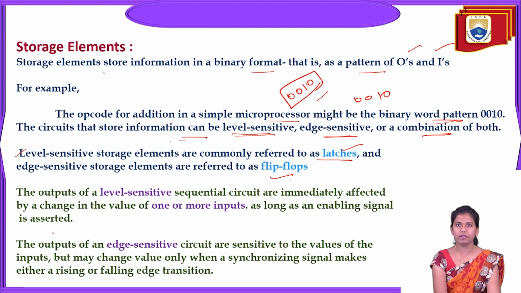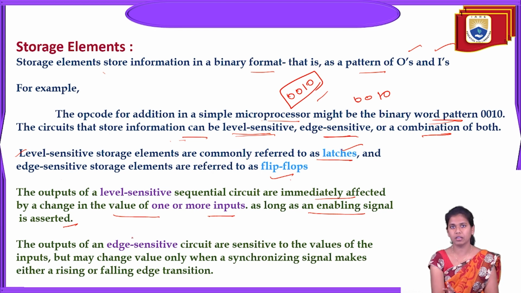Now coming to the output of level sensitive as well as edge sensitive. The output of level sensitive sequential circuits is immediately affected by the change of value of one or more inputs, as long as the enabling signal is asserted. So here, in level sensitive sequential circuits, the output of the circuits can be affected, and we see abrupt changes in the output of the circuits.